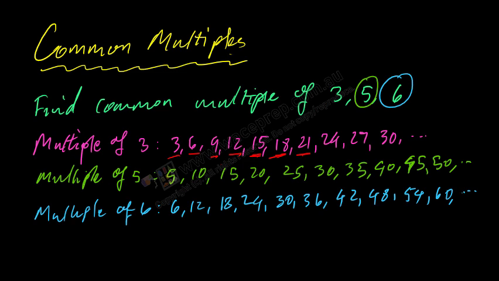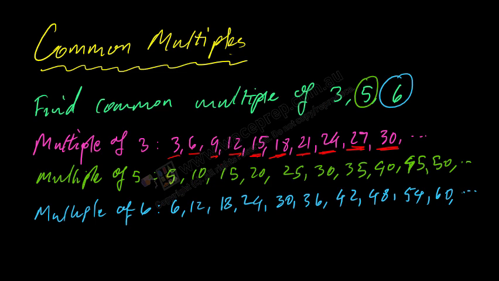Next is 21. 21 is not a common number in the multiples of 5 nor in the multiples of 6. So 21 is not a common number. 24 does not exist in the multiples of 5. It does exist in the multiples of 6. But once again, for 24 to be a common multiple, it has to exist in all three multiples. It does not, which is why it's not a common number either. 27 does not exist in the multiples of 5 and it also does not exist in the multiples of 6. So 27 is not a common number.